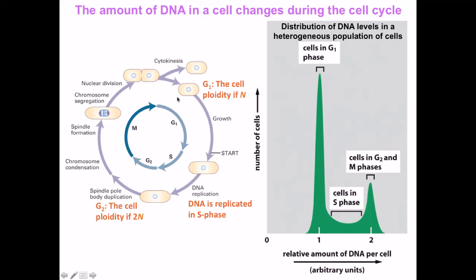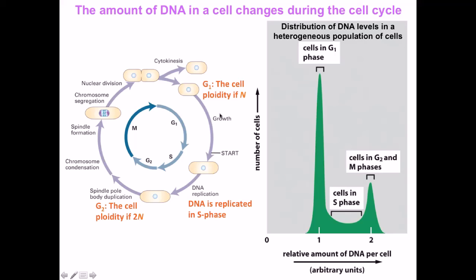So just as an example, remember that we're going to be looking at cells in different stages of the cell cycle. And because those cells are at different stages of the cell cycle, they're going to have different amounts of DNA. At the beginning of the cell cycle, cells are in the G1 state. G1 cells have basically just divided, and they're initiating the growth phase to become larger.